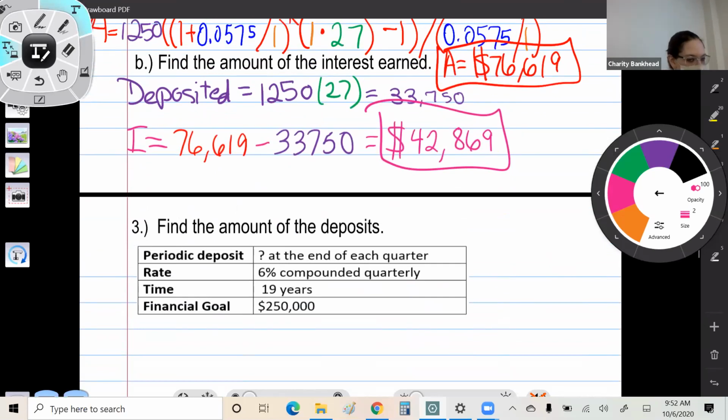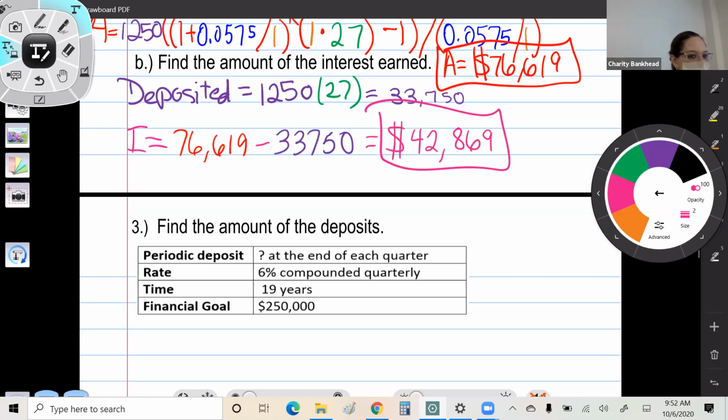All right, so number 3 says find the amount of the deposits. So this is saying you have a goal to get to $250,000 and you want to complete that goal in 19 years. So if your account has 6% interest compounded quarterly, then how much would you have to deposit every quarter in order to reach that goal?